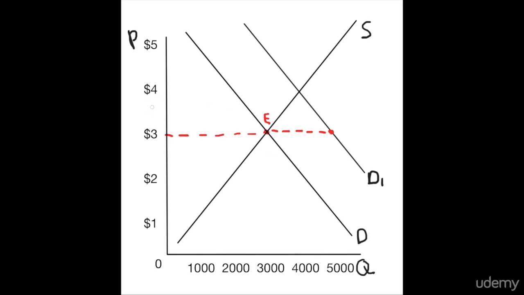And we know what happens in the case of a shortage. The price will increase. So the price will increase over the supply curve, and the price will increase over the demand curve until they meet again in the new equilibrium point E1.